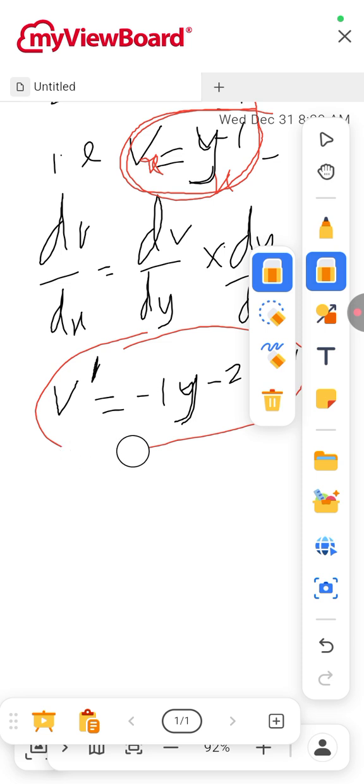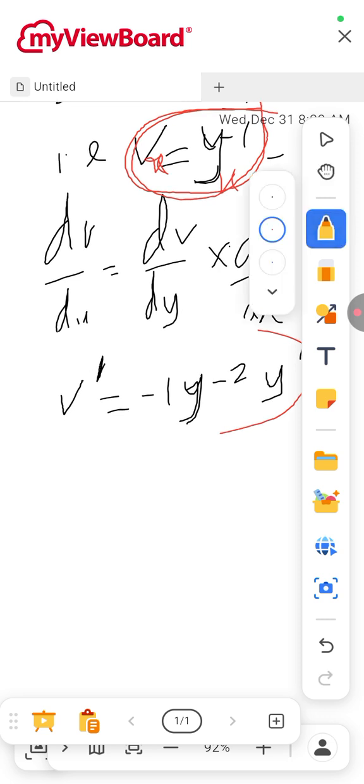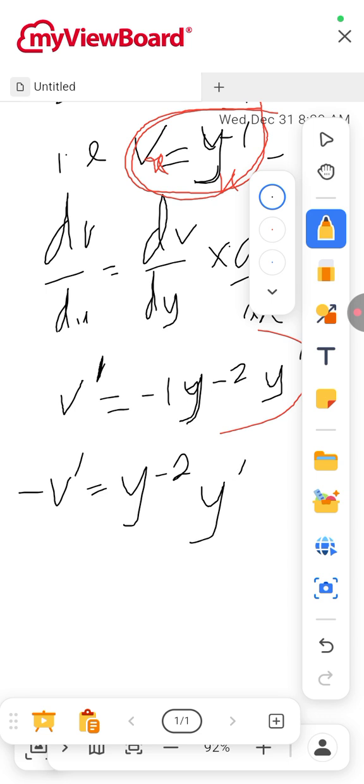So first, let me multiply this one by minus 1 so that it will resemble what I have there. So multiply this last line by minus 1. So I'll be having what now? Minus v prime equals y raised to power minus 2 times y prime. Okay, so I'll substitute this into that asterisk equation. So anywhere I see y raised to power minus 2 y prime, I will replace it with minus v prime.